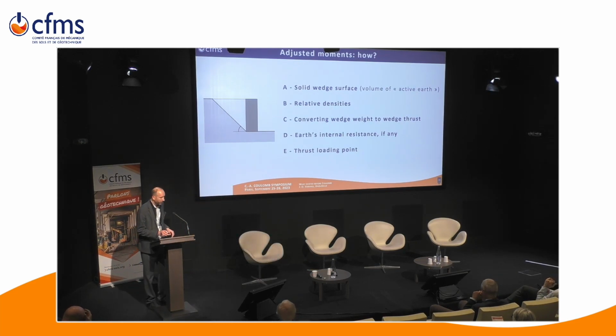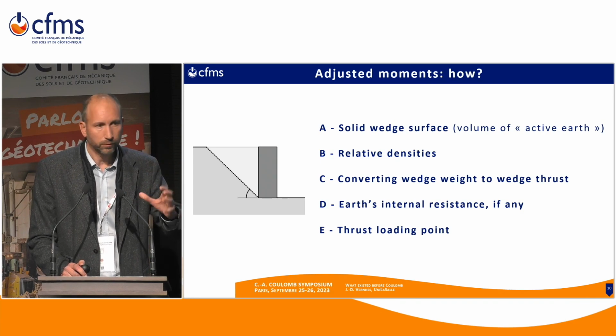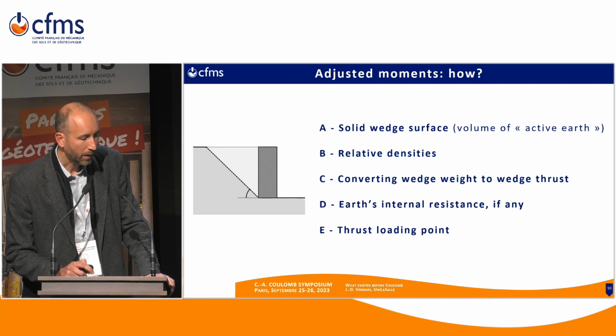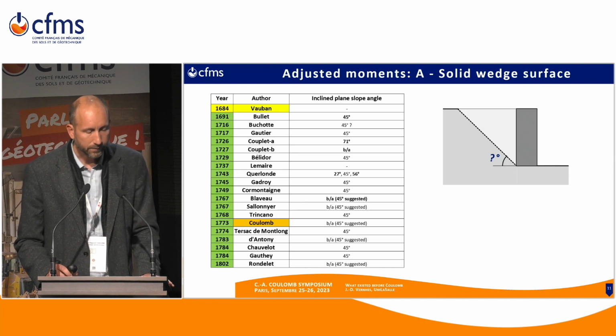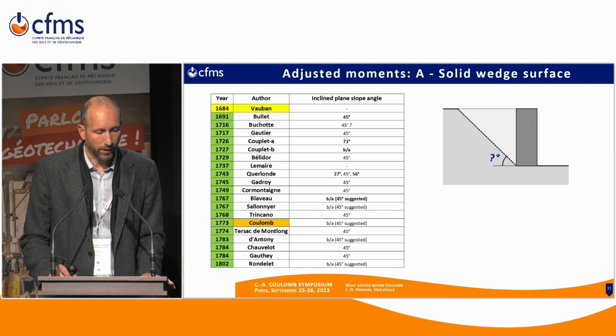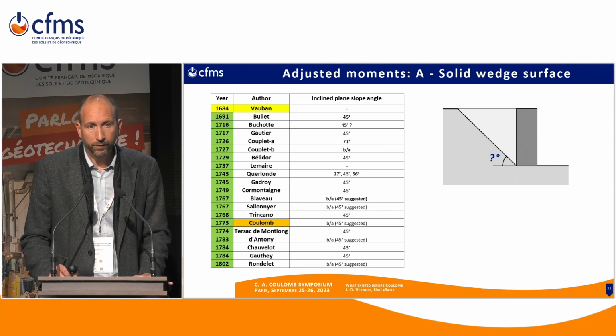So we'll start with the first parameter. If I didn't give numbers but letters, it's because I wanted to say that there's no specific order. In fact, there is an order here, of course, but there's no specific one. So the solid wedge surface shows, in fact, what is the weight of the solid wedge. And this surface is controlled by the natural slope angle that they would have decided.